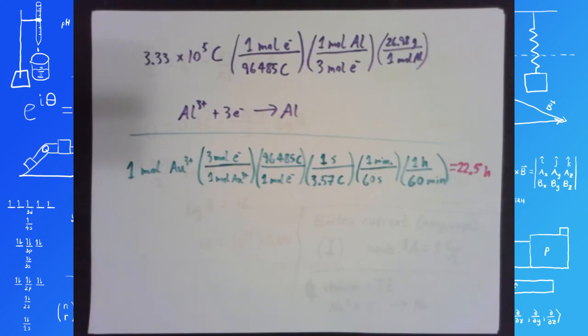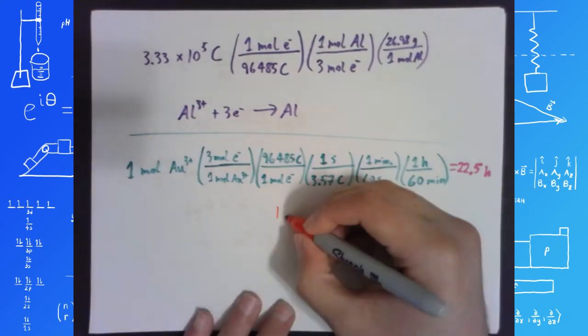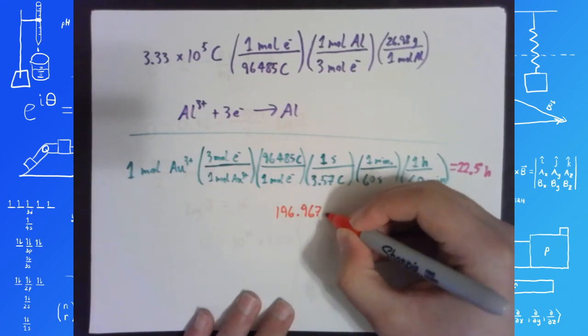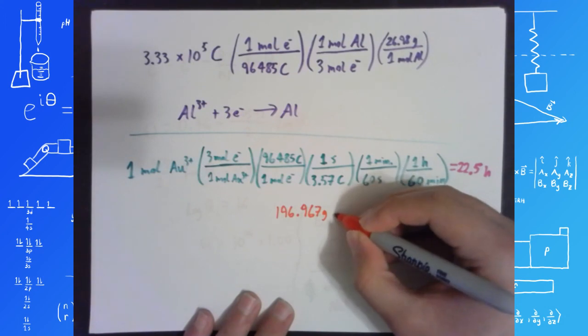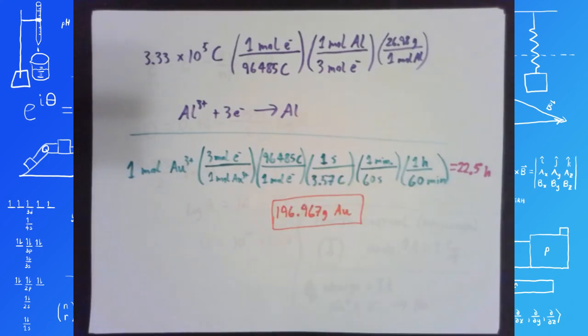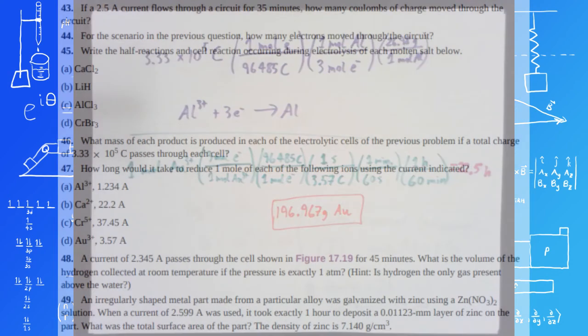And 1 mole of gold is how many grams? Molar mass of gold is 196.967. That's 196.967 grams of gold. So, yeah, that's basically how these problems go. It's not that hard to understand them once you've practiced enough of them.